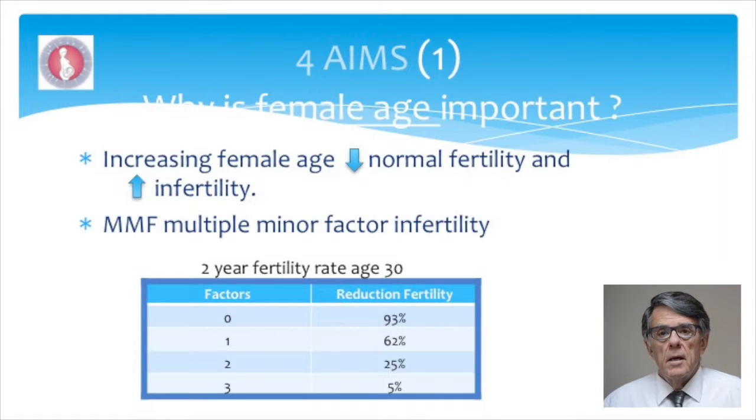Welcome back. Let us now deal with the 4 aims of increasing female age. There's no doubt that increasing female age is associated with a decrease in normal fertility and an increase in infertility. But this is not the whole story. We have a problem of multiple minor factor infertility. If we look at the chart below, we can see in young women under the age of 30, if 2 infertility factors occur together, this will reduce a 2-year fertility from 93% to 25%.